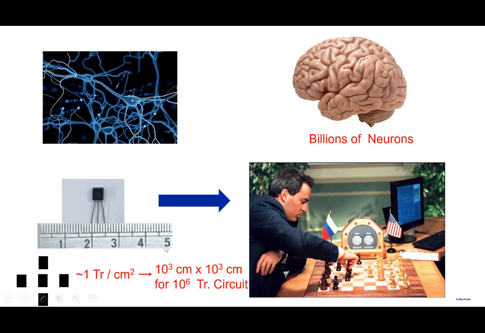You cannot integrate hundreds of millions of transistors to make interesting circuits. Here we are showing a transistor made on a silicon chip, and there is an emitter, a base, and a collector. The transistor is actually very small. It measures in microns.